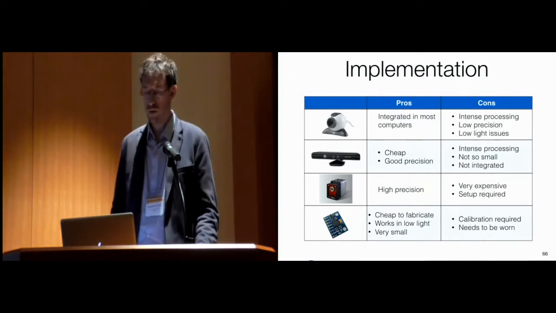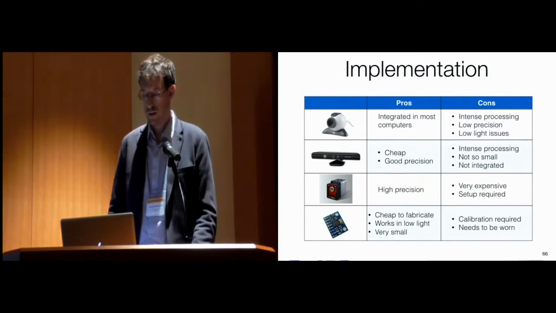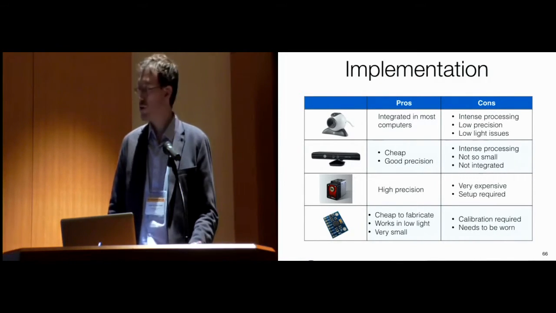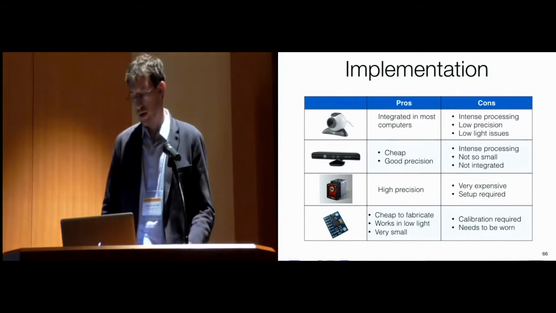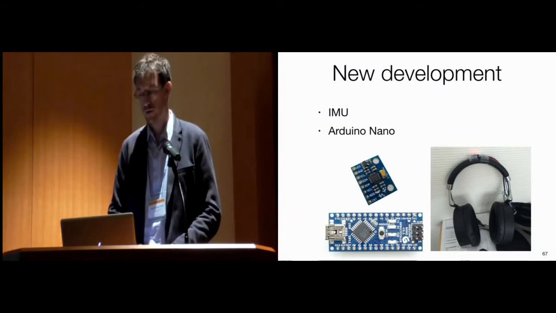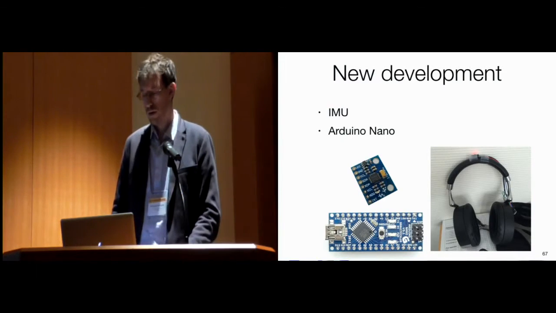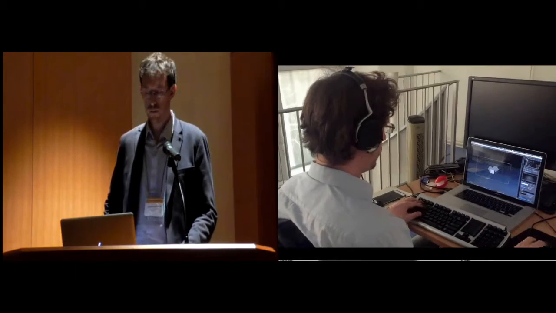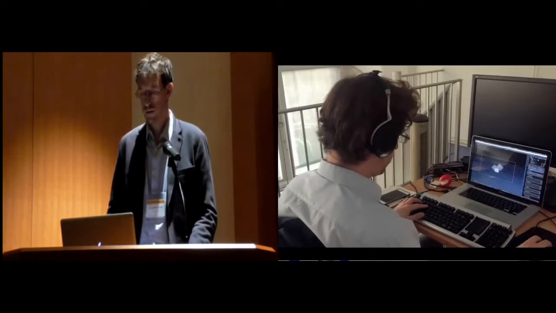So another approach would be to use a gyroscope, an IMU. It's cheap to fabricate. It works in low light and it's very small. However, calibration is required, but usually it takes about 20 seconds. And it also needs to be worn. So what we did is that we hooked this up with an Arduino Nano. I think that was about $30 all in all. We installed this on the headset, and then we hooked this up with the Blender application. So now I can control the viewpoints in Blender using this device.